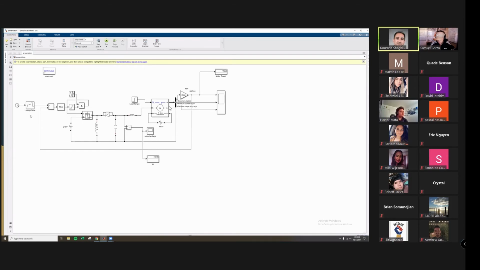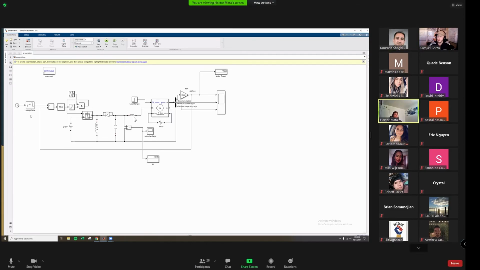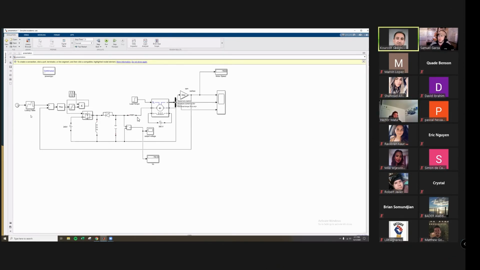The other question I have: I see an inductor between the capacitor, the voltage output, and the motor. What is that inductor for? I just left it as it was from another Simulink file that I used. Why? Is there a reason to put the inductor over there?